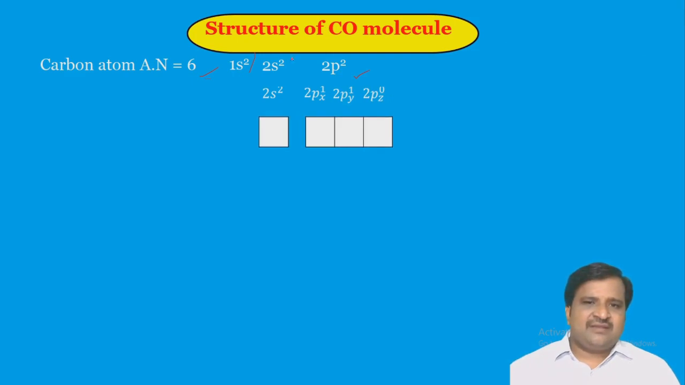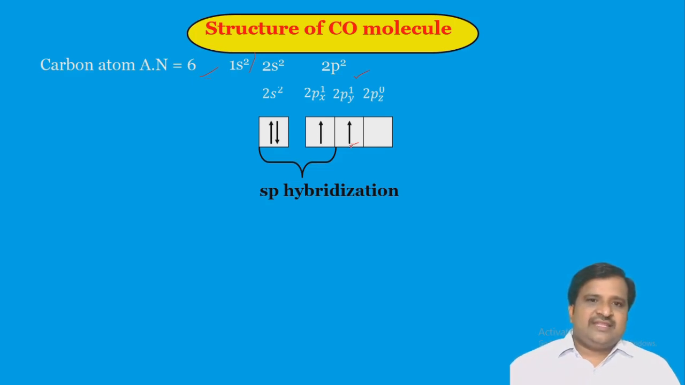So in this carbon, in the valency shell, there are 4 electrons, 2s2, 2p2. In this CO molecule, the carbon undergoes sp hybridization. So one s orbital and one p orbital undergo hybridization. This is the sp hybridization, and the remaining two p orbitals are unhybridized, with one electron and one vacant orbital. So the carbon atom undergoes sp hybridization.